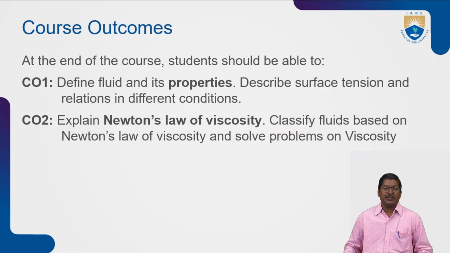Course outcomes, that means after completion of the course, the students will be able to know all these things. Under this, CO1 is students can know the definition of the fluids and their properties and surface tension at different conditions. So this knowledge will come under course outcome 1. Similarly, Newton's law of viscosity and problems based on it, and the classification of fluids based on Newton's law of viscosity, will come under course outcome 2.